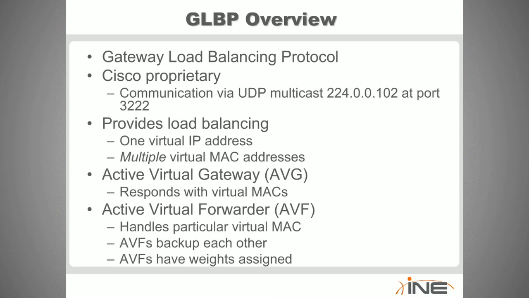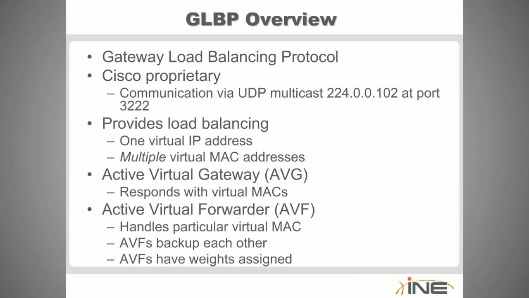Now what's neat about this protocol is that there's still only one virtual IP address. So the hosts on the segment get one single default gateway. But GLBP decouples the logic of replying to the ARP requests from the actual forwarding of traffic. We're separating it into two separate roles. We call them the Active Virtual Gateway, the AVG, and the Active Virtual Forwarder, the AVF. Now, when a client sends an ARP request to the gateway, the Active Virtual Gateway responds with one of the forwarder's MAC addresses.